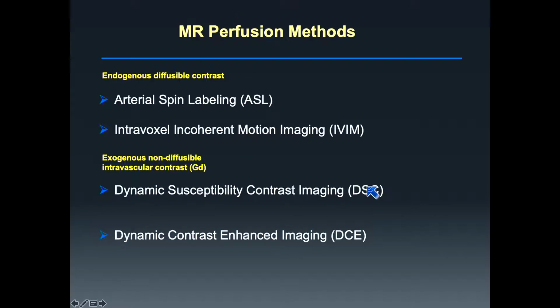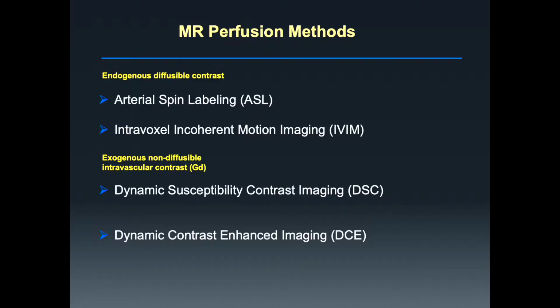So MR perfusion methods, these are the 4 types that are available. The top 2 are arterial spin labeling, ASL, and intravoxel incoherent motion imaging, or IVIM. These are basically the perfusion sequences or methods that don't really need contrast injection. In the case of ASL, it uses blood, and in the case of IVIM, it uses the water molecule diffusion to calculate or obtain some perfusion metrics.